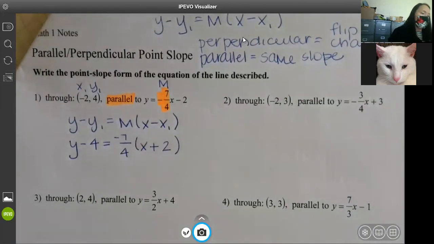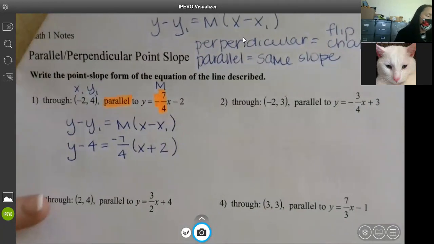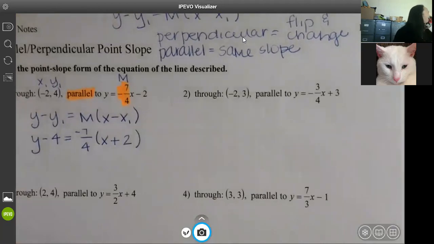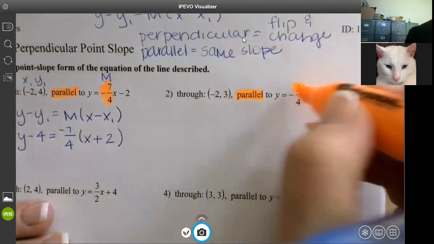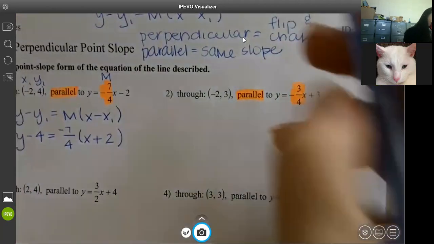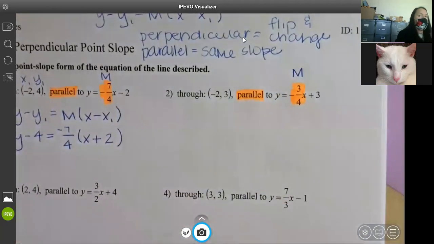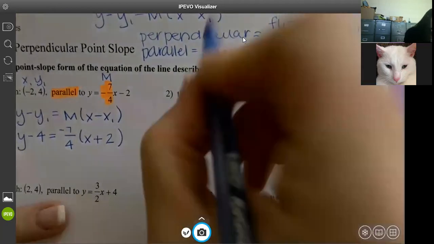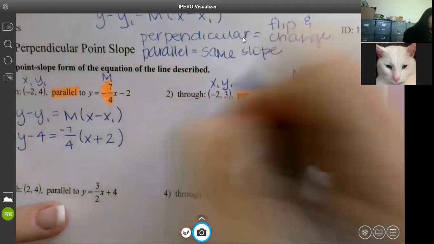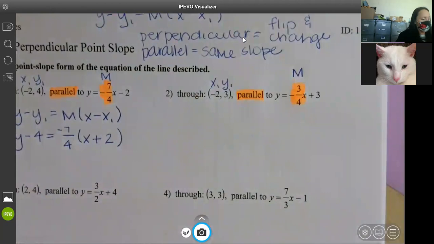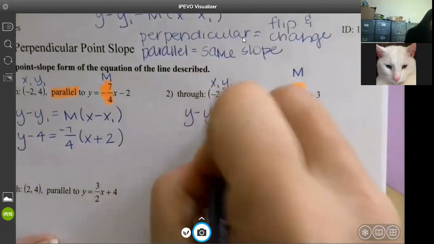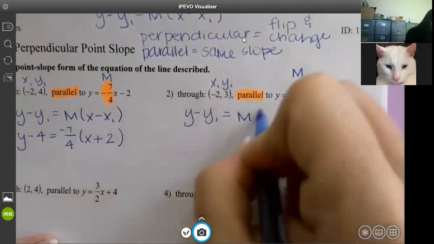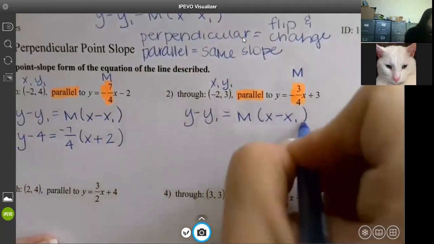Okay. So if we look at the next one, and again, I told you we're going to go back and solve them for y in a few minutes. We're not going to do all of them, but I'll show you a couple of them just so you guys can see it. It says parallel. So that's going to be our m. We keep it the same. And here's your coordinate for x1, y1. We're plugging into y minus y1 equals m times x minus x1.